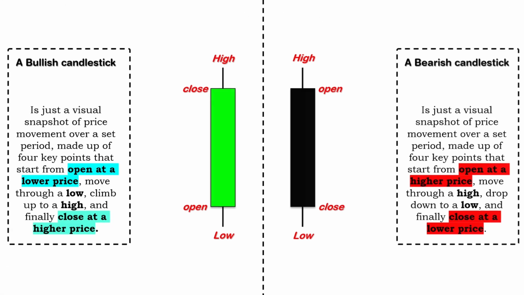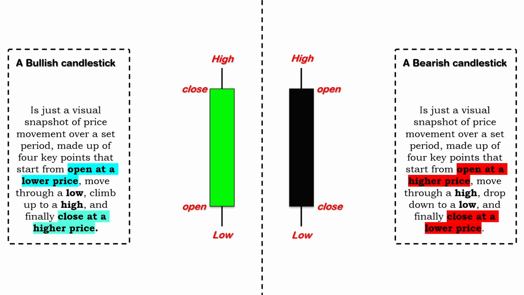A candlestick is just a visual snapshot of price movement over a set period made up of 4 key points: open, close, high, low. Now here's a question for you. If financial institutions truly control market trends, which part of a candlestick do you think they focus on the most? Most traders assume highs and lows, but that's completely wrong. Institutions don't care about highs and lows. Their true control lies in the open and close.